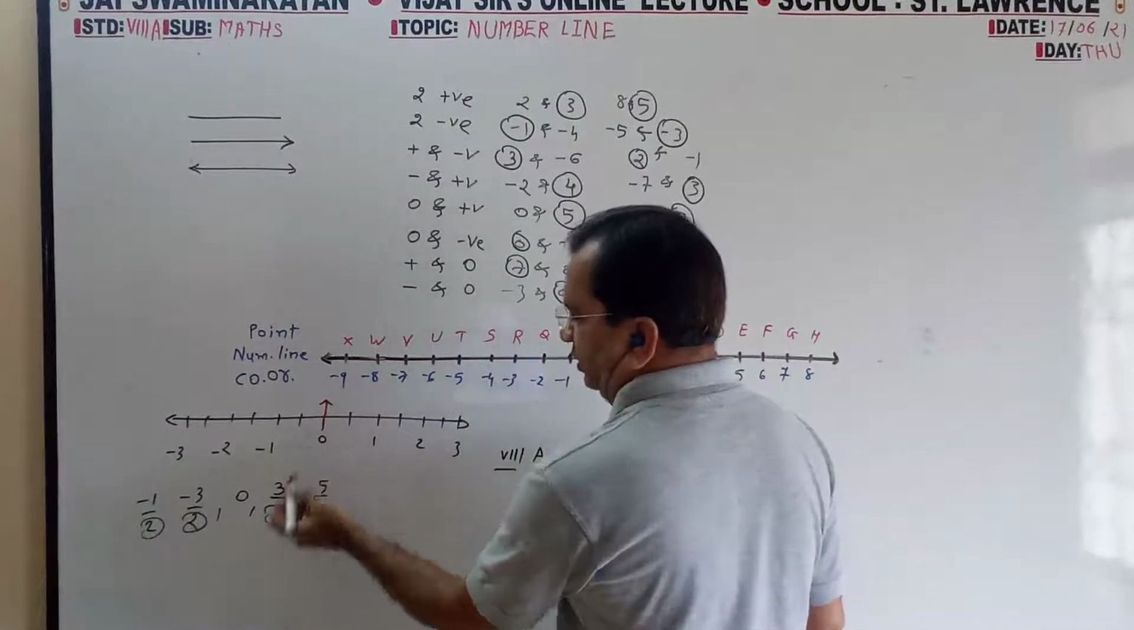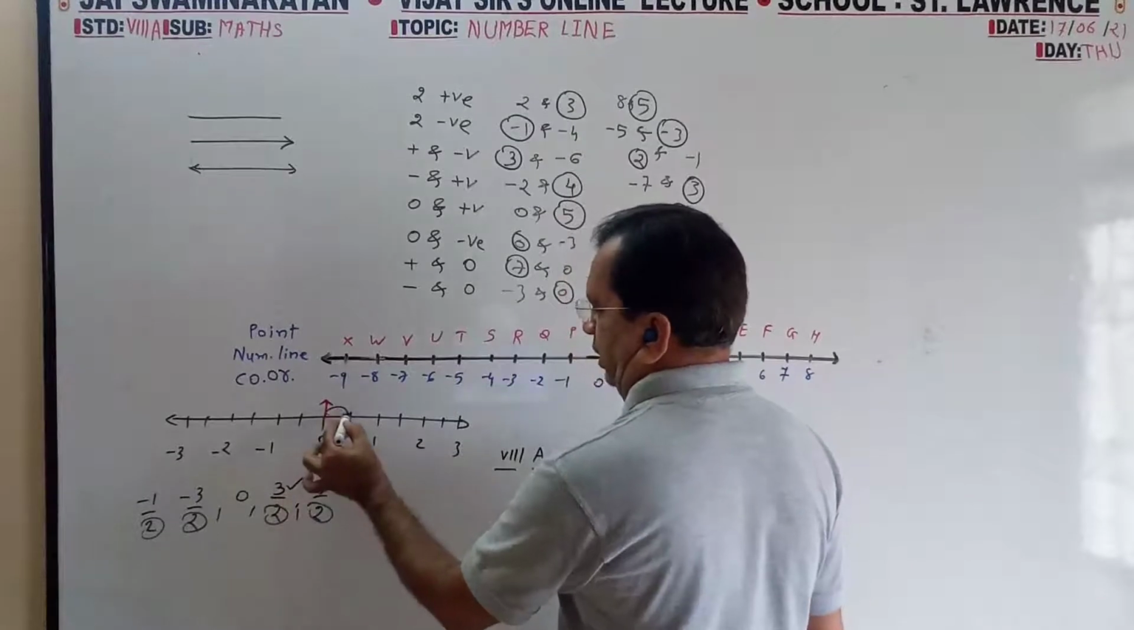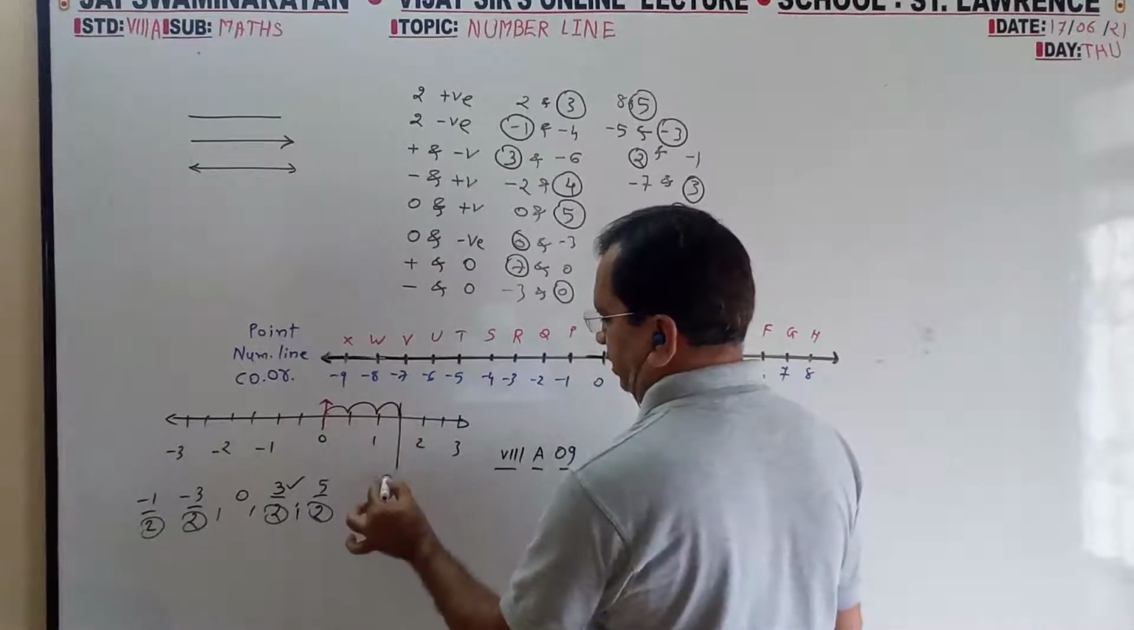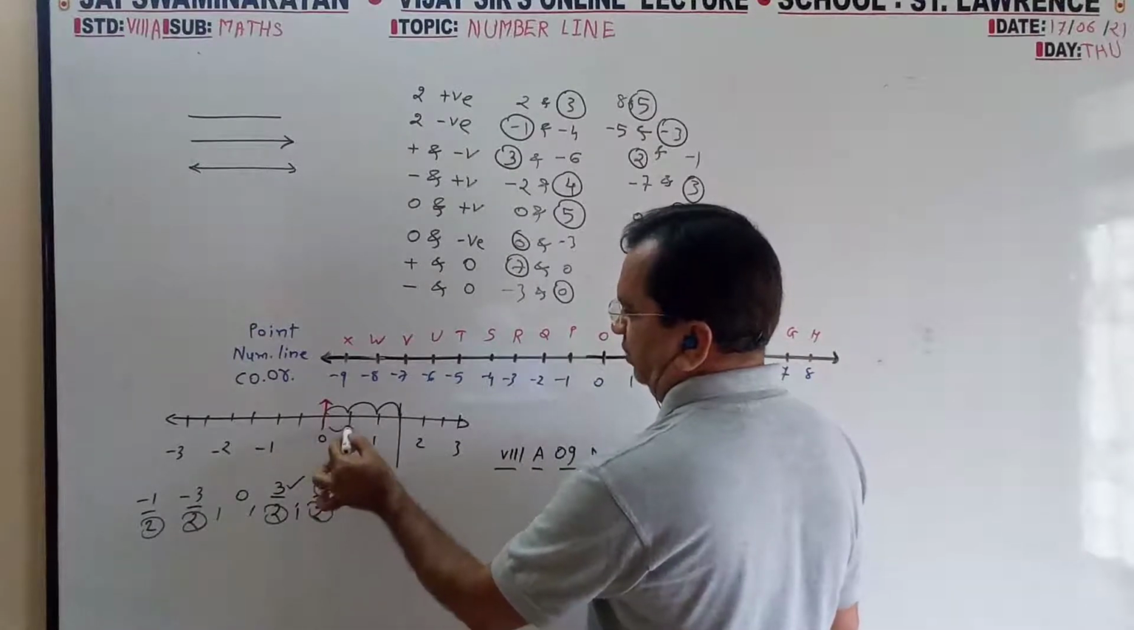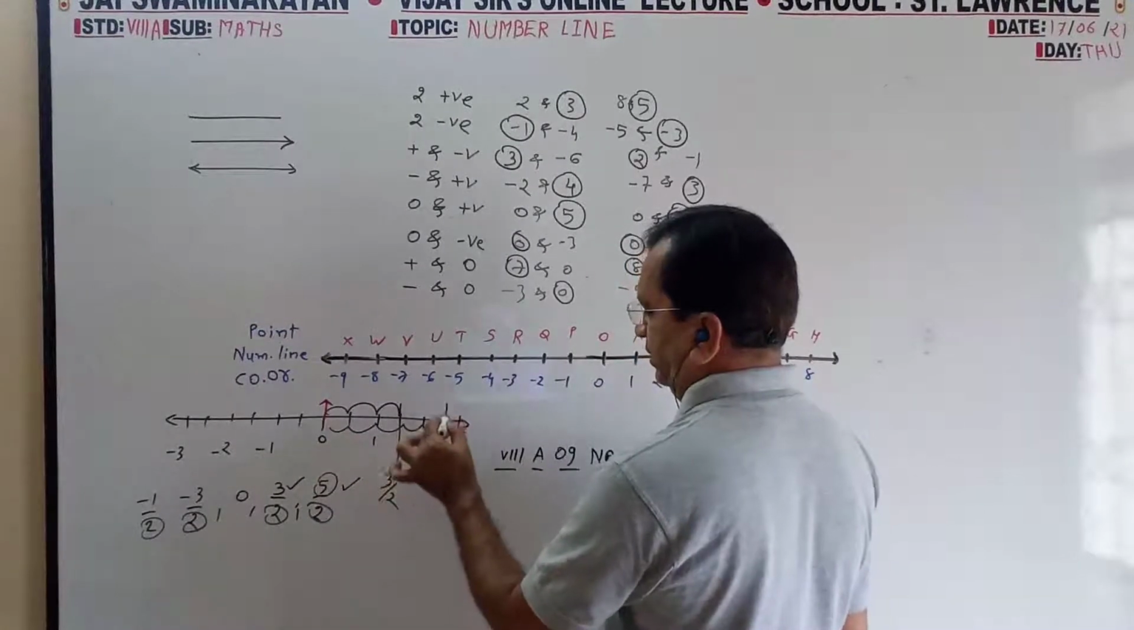Okay, now from 0 you have to count 3. So 1, 2, 3. So this one is 3 by 2. Now numerator you have to count 5. So 1, 2, 3, 4, 5.